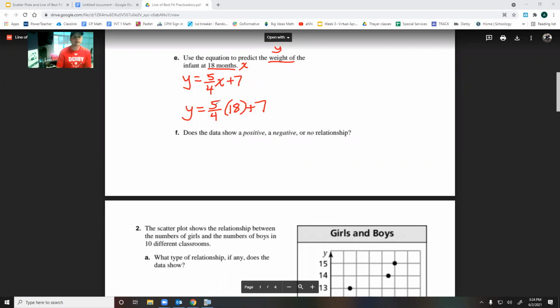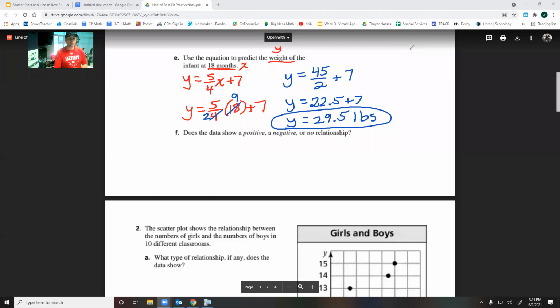So multiplying 5 times 18, or you could simplify 18 over 4. Those are both divisible by 2. Or you can use your calculator. Crunch the numbers to come up with this predicted weight. All right, I've done some number crunching here, and I've come up with a prediction that this baby will weigh 29.5 pounds when they are 18 months old.